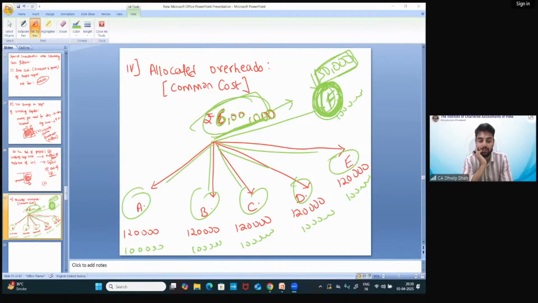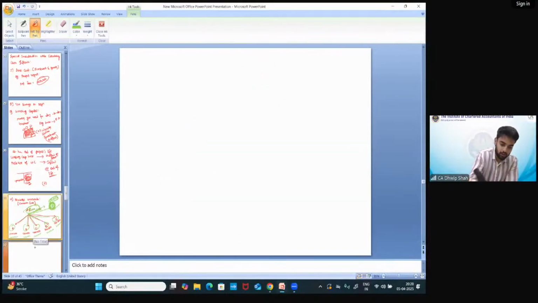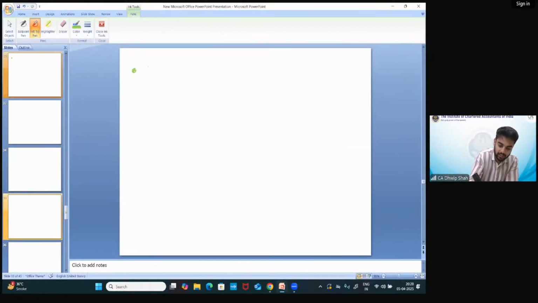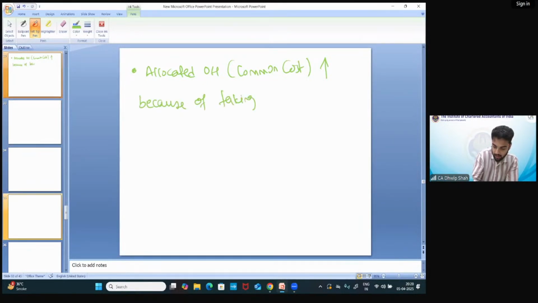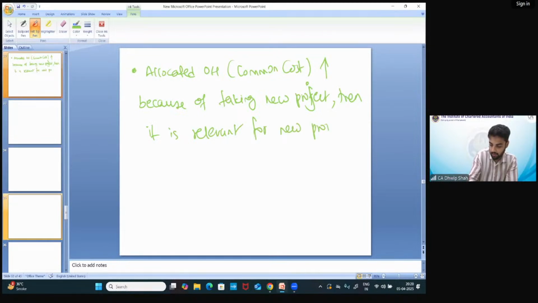बोलो कोई query, कोई concern, कोई doubt. So for allocated overheads, the core content is very simple. If allocated overheads or your common cost increases because of taking a new project, then it is relevant. It is relevant for the new project.